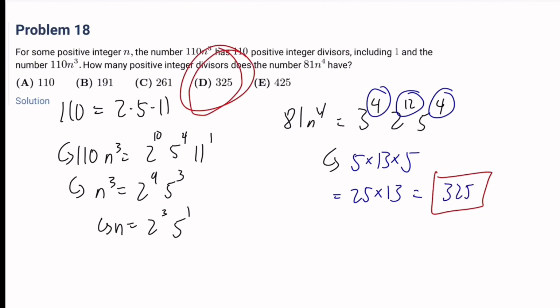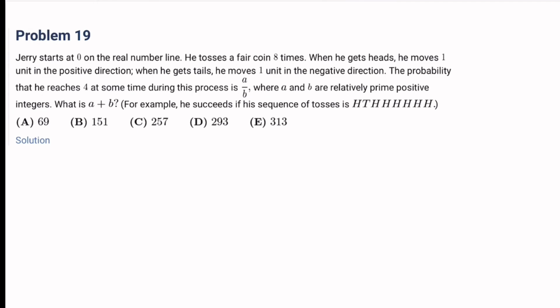It's D. Number 19: Jerry starts at 0 on the real number line. He tosses a fair coin 8 times. When he gets heads, he moves 1 unit in the positive direction. When he gets tails, he moves 1 unit in the negative direction. The probability that he reaches 4 at some time during this process is A over B, where A and B are relatively prime positive integers. What is A plus B?